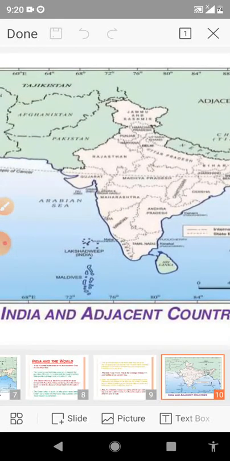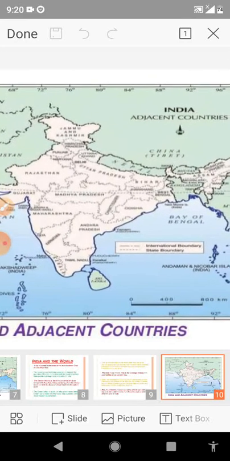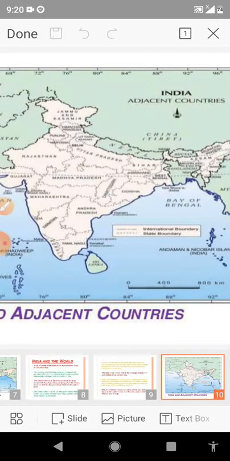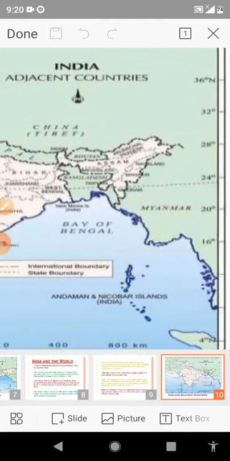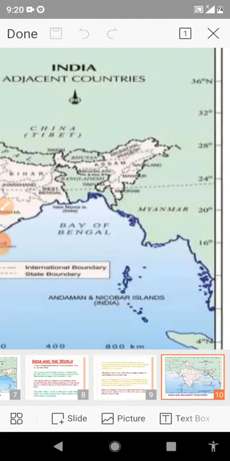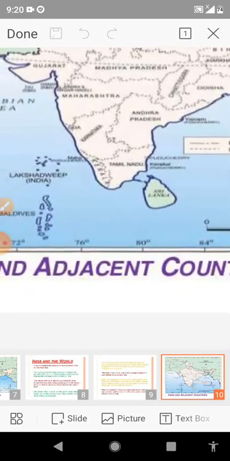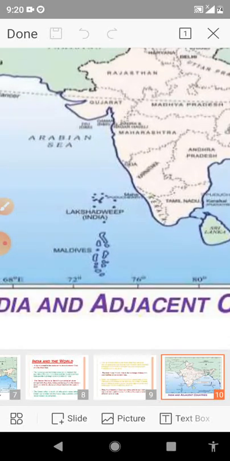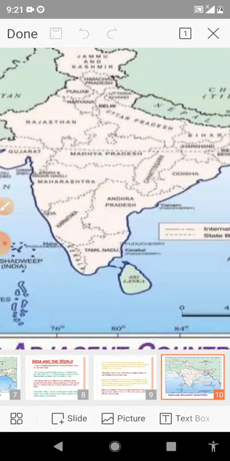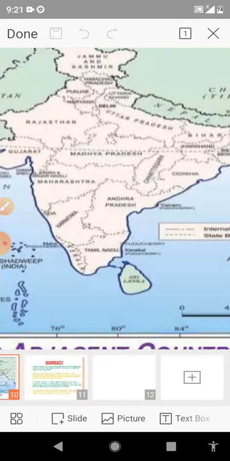After that, we'll discuss our neighbors. In the northwest, if you see the map, we have Afghanistan and Pakistan. In the north, we have China, Nepal and Bhutan. In the east, we have Myanmar. Then we have Bangladesh. In the south, we have Sri Lanka, and here Maldives. So these are our neighbors.